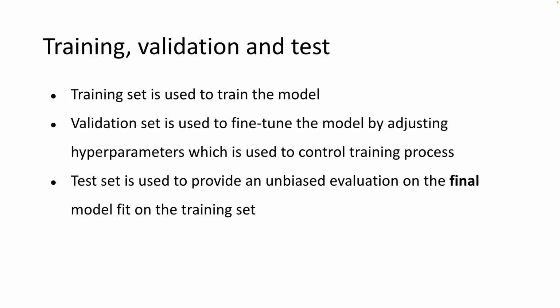We have training, validation, and test sets. The training set, which is very obvious, is used to train the model. Besides the training set, we need to pick some data from the whole data set as validation and test sets. The validation set is used to fine-tune the model by adjusting those hyperparameters, which are used to control the training process. These hyperparameters are defined prior to training and can be adjusted. It could be tricky to apply the hyperparameters directly to the test set because that could be biased. The test set must be used to provide an unbiased evaluation of the final model fit on the training set.